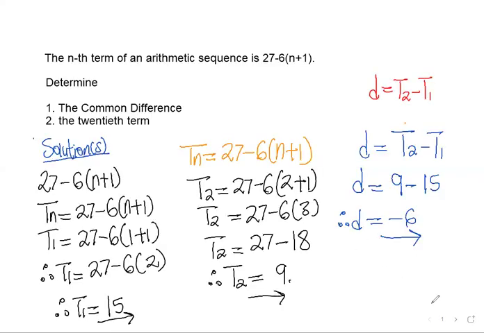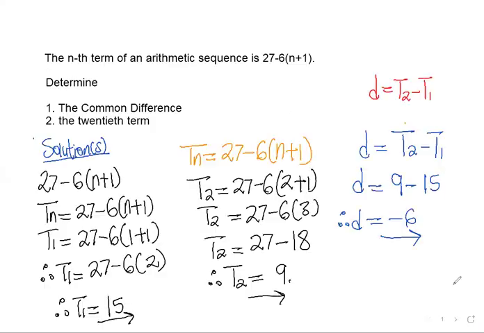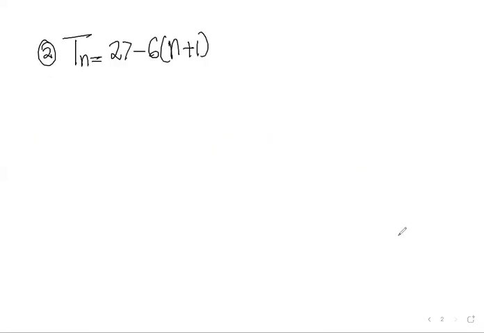So number 2, as you're checking, they want us to calculate what? The 20th term. Now for you to calculate the 20th term, we must first write the Tn, which is the general term, given by Tn equals 27 minus 6 into n plus 1. Then since the question wants the 20th term, in a nutshell, what do they want? They simply want T number 20.